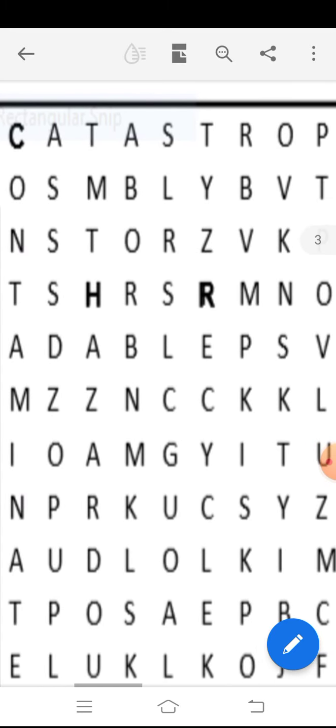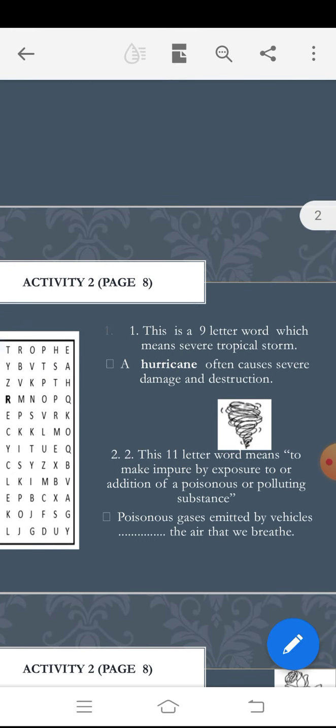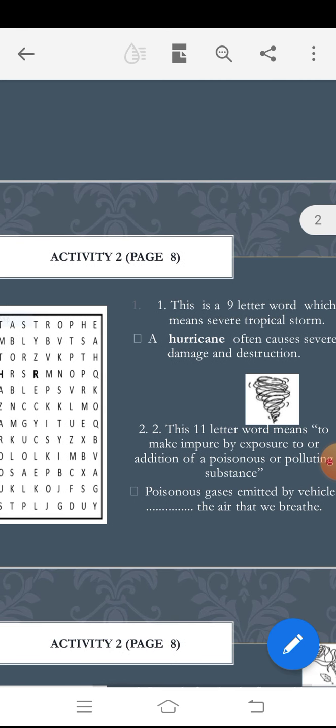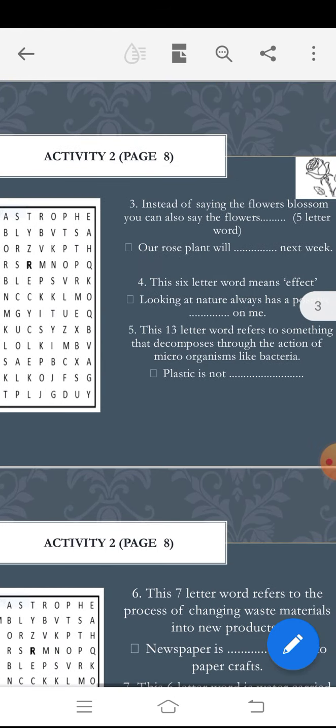Let me zoom it for you. So the word is this: contaminate. So poisonous gases emitted by vehicles contaminate the air that we breathe. They pollute. Contaminate means they pollute or they make it impure. Now we'll move on to the next one.